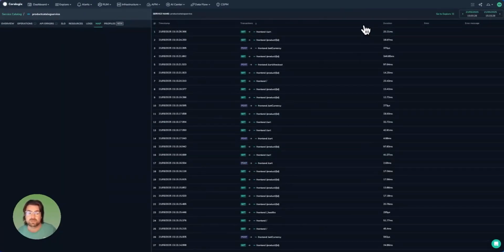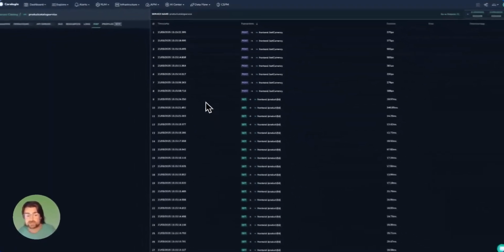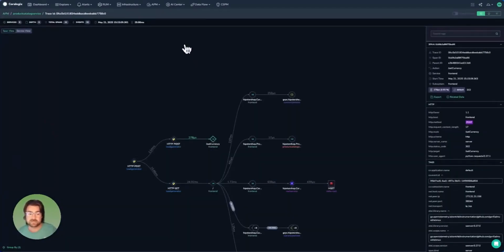Excellent. So we're now sorting this by time. We can see which actual API endpoints are being called and the response time and any errors. So we can see several requests here to things like currency, product ID, giving us specific endpoints to go off and investigate further. So let's go in and see something for set currency, for example.